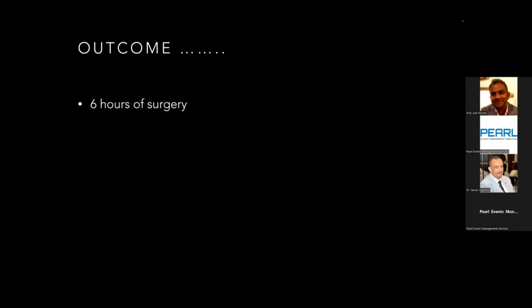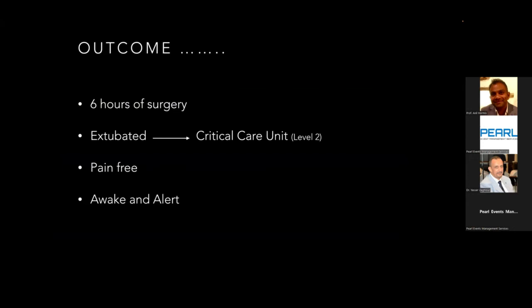So her outcome, she had 6 hours of surgery, she was extubated, went to the critical care unit, she was pain-free, awake and alert, and she was very stable for the next 2 days and didn't require any vasopressor support at all during that time. So again, I feel that I optimized her anesthesia by running her on a precision anesthetic technique with a very low end-tidal isoflurane, with optimal analgesia, and she had a very, very good outcome.